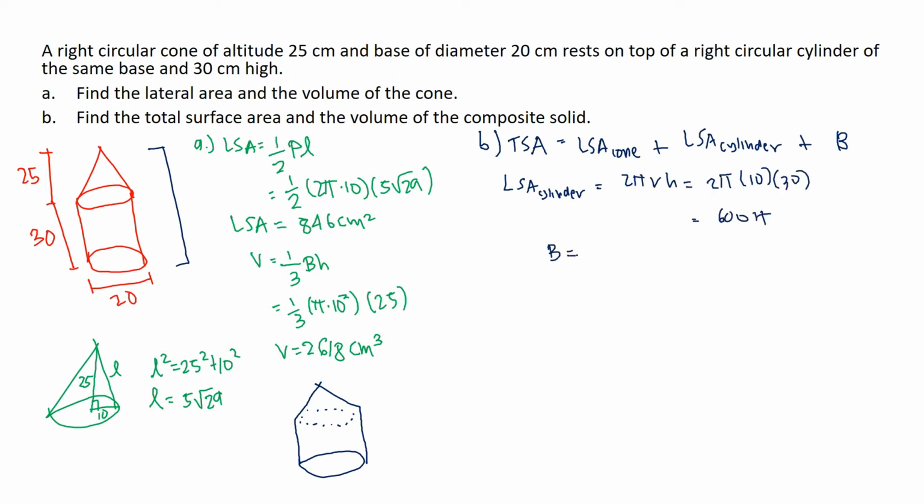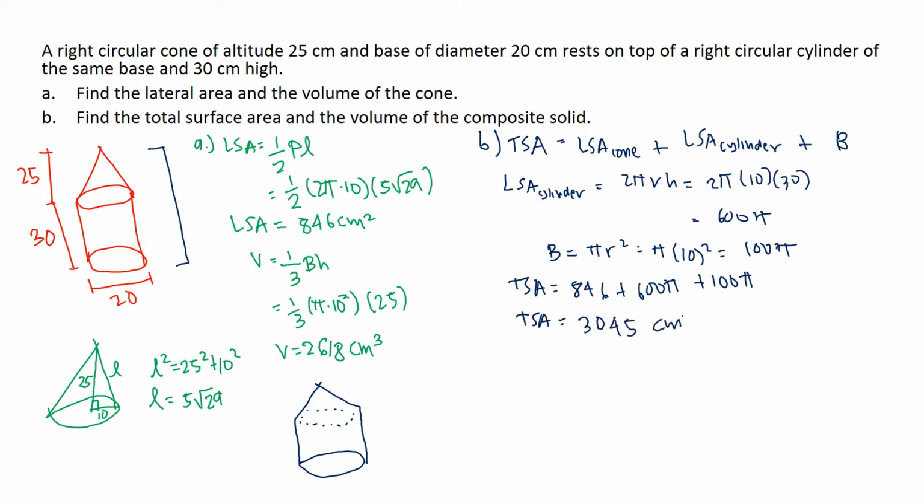The base, the area of the base, is just pi r squared. So, pi times 10 squared, that's 100 pi. So, solving for the total surface area, that's 846 plus 600 pi plus 100 pi. What do we get? The total surface area is how much, class? Let me solve. The answer is 3,045 centimeters squared.